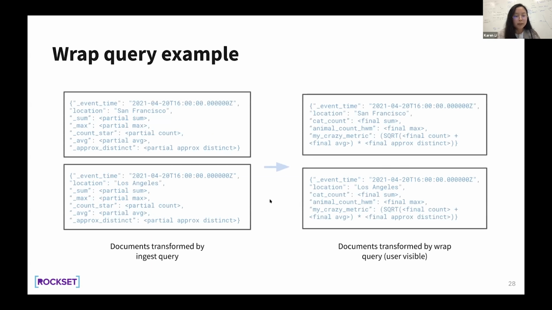On the left, we have the documents we were just looking at that were transformed by the ingest query, and then they'll pass through and get transformed by the route query. The documents transformed by the route query are the final user visible documents that you see when you query your Rollup collection. So event time and location, which we already had before, stay the same. And then we'll see that we actually compute the final values of all of our metrics, which are cat count, animal count high watermark, and my crazy metric.